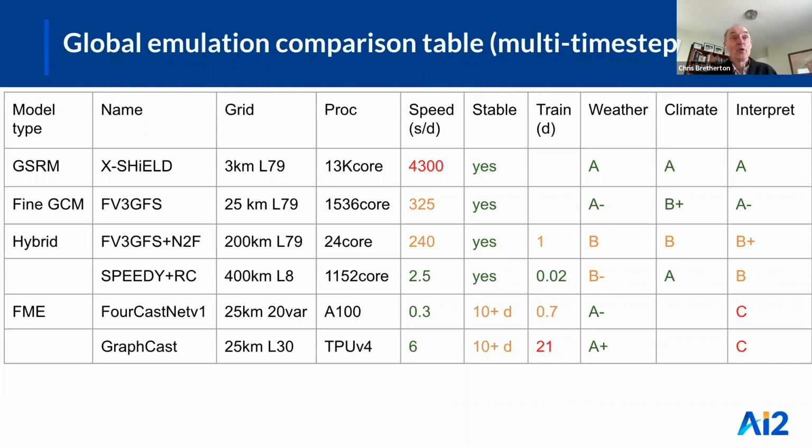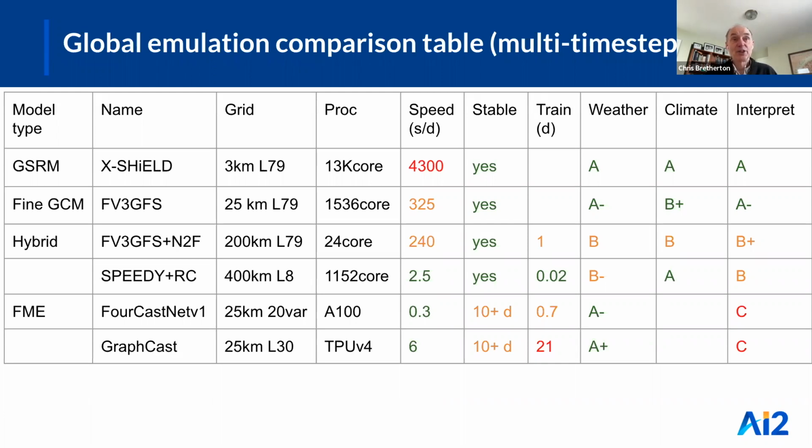Now we can turn to our approach, this FV3GFS plus what we call nudge-to-fine. Now we run it on almost a factor of 100 less processors. You can't actually run it any faster because now we're running on the cloud, but still 100 times less effort. It's stable. Takes about a day to train. The weather is not bad. The climate is not bad, and it's quite interpretable. So it kind of gets good scores in all of those areas, but not perfect in any of them.